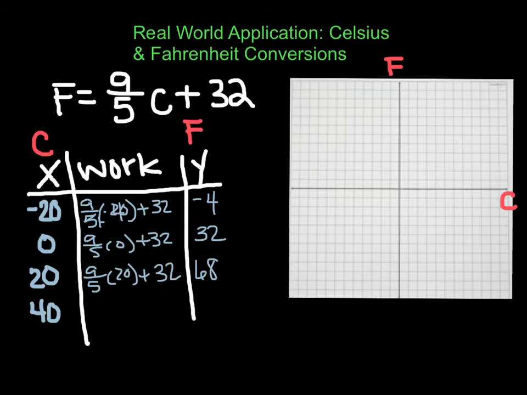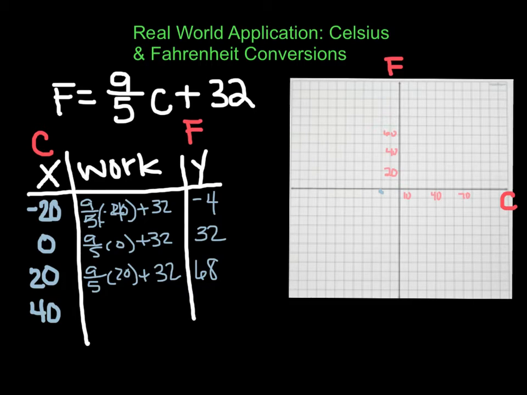So -20 would sit, if we're going by 10, -20 sits right here, and the temperature at that point is -4. And if I'm going by 10, again, this is going to be really small and not the most accurate, but that would be -20, -4.